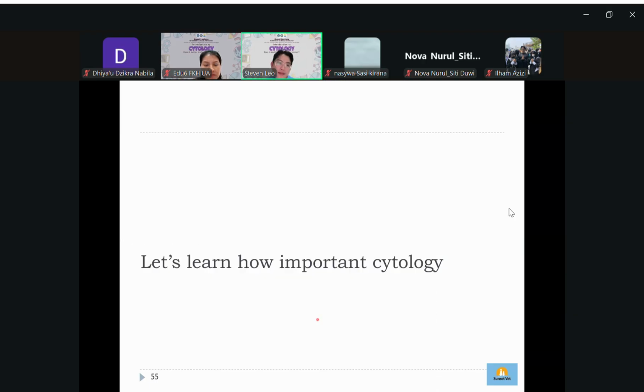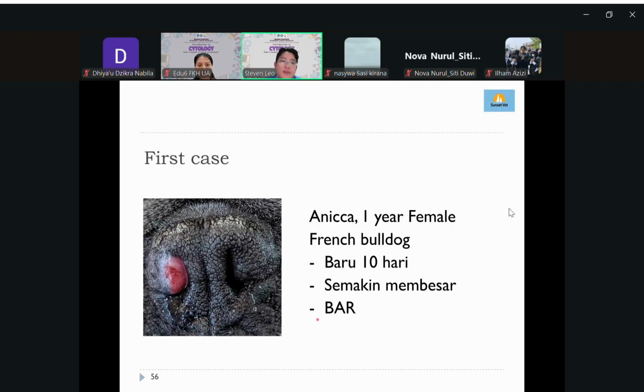And then let's learn how important cytology is. Okay, first case, Anicha. It's a 1 year female French bulldog. She had this lesion 10 days before admission, and then it's getting bigger. It's bright, alert, and responsive.